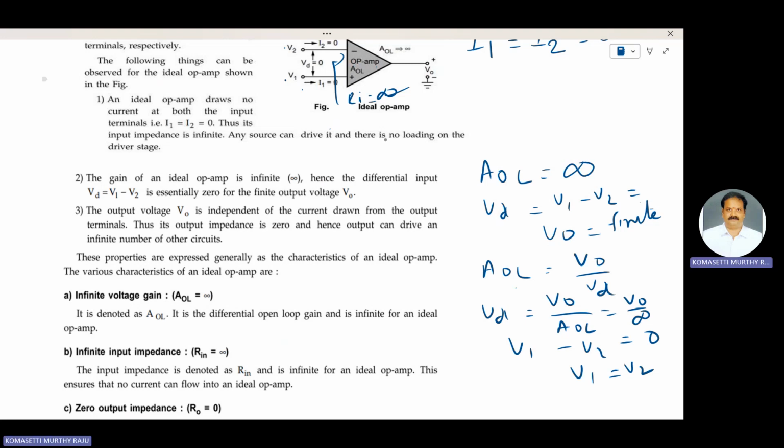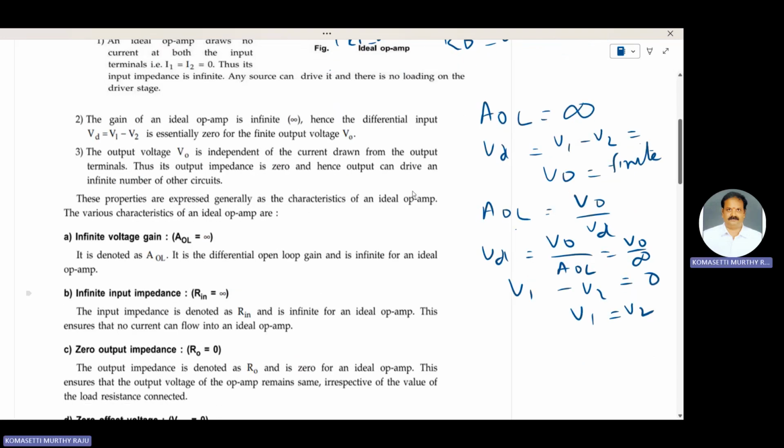The output voltage V0 is independent of the current drawn from the output terminals. Thus, its output impedance is 0. R0 is 0. And hence, the output can drive any infinite number of other circuits. These properties are expressed generally as characteristics of an ideal op-amp.